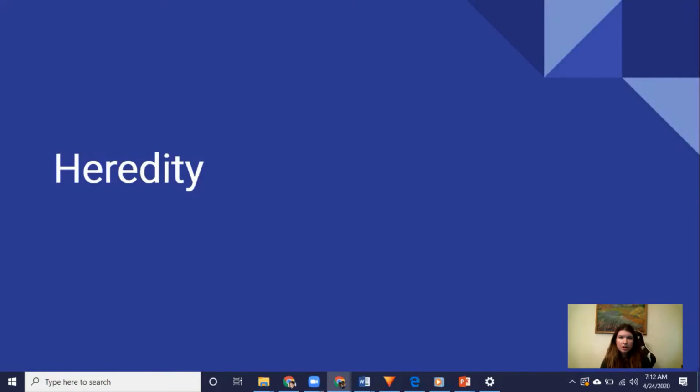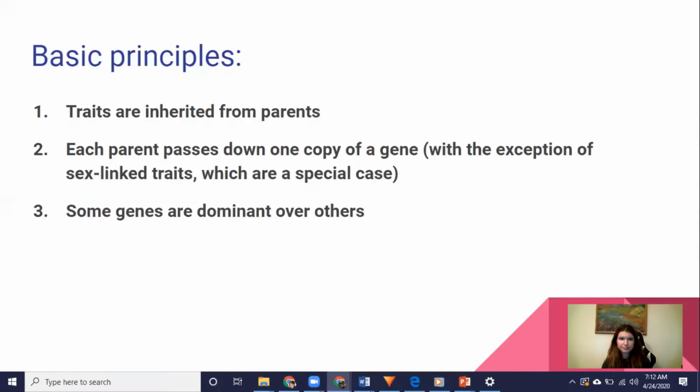So today we're going to talk about heredity, or how traits are inherited. And we're going to try to link this up to our understanding of meiosis. So some basic principles of heredity are that traits get inherited from parents, that each parent passes down one copy, or one allele, one version of a gene, with the exception of sex-linked traits, which are a special case that we'll talk about at the end of this video.